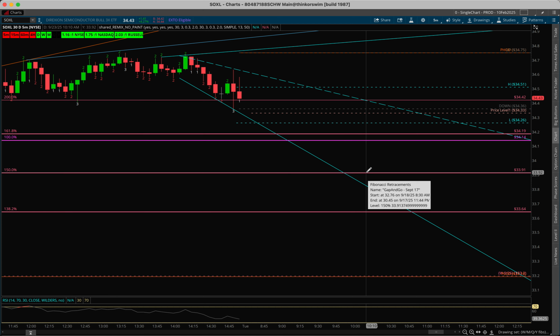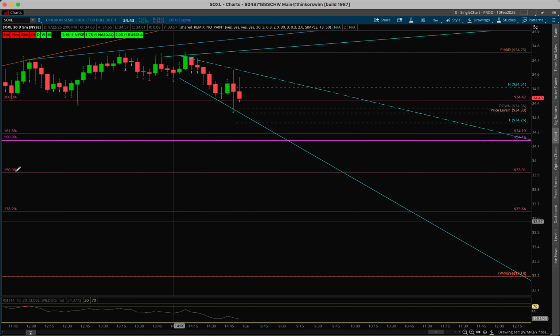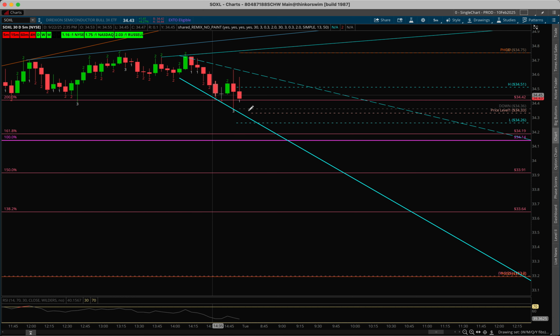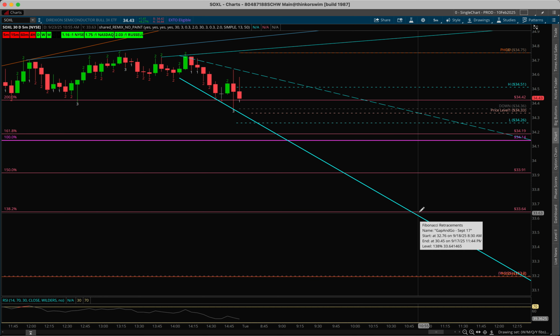But then we've also got this 33.91 and 33.64, which are the 150 and the 138.2 fib extensions. We've got this weekly broadening formation. So if it doesn't just drop straight through, we could just get a slow, controlled move down. And any of these levels before we get to previous low of day are valid levels of reversal, right?